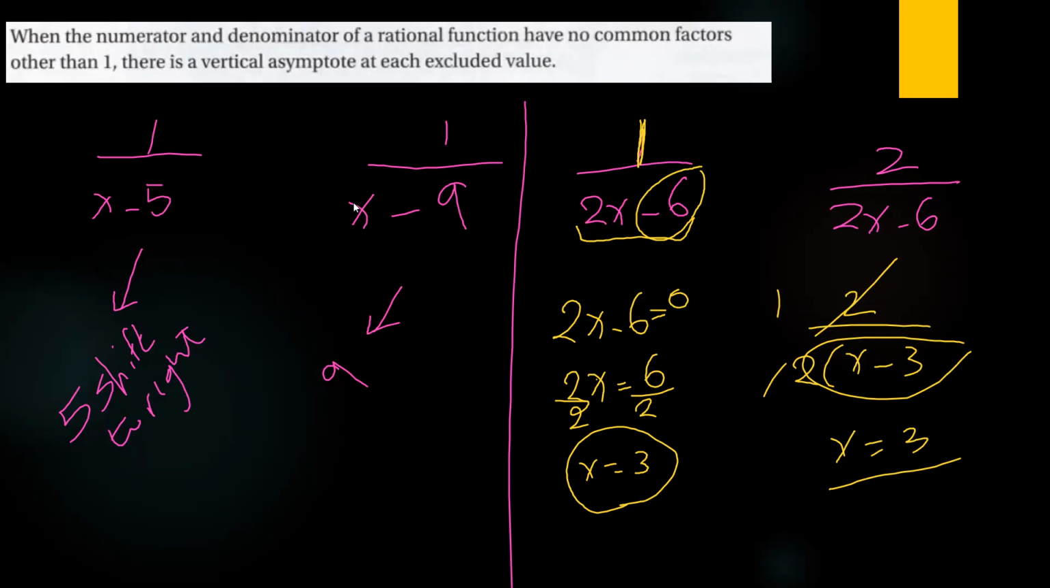If there's no, this will be the excluded value. Is it clear? Yes. Yes, teacher. Now let's have some examples here.